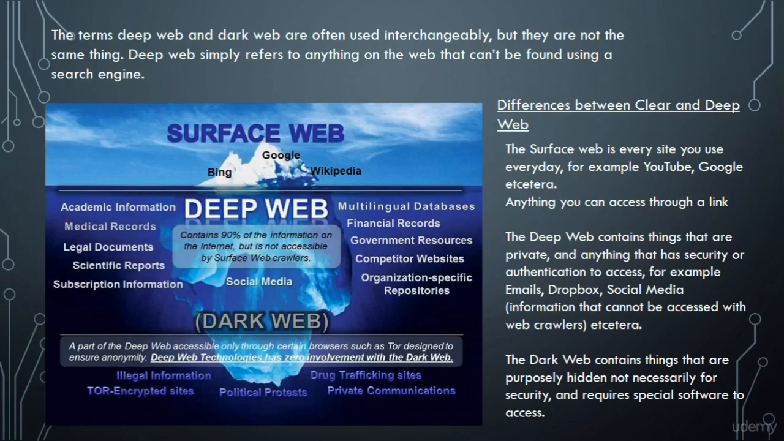Many people want to access the deep web, and they really don't understand that the deep web is also part of the clear web, but slightly different. Now, the dark web contains things that are purposely hidden, not necessarily for security reasons, and requires special software to access it, which we'll be discussing later in this course. An example of that is Tor. We need the Tor browser to access the darknet, because those are sites that are purposely hidden so that you can't index them with a search engine, unlike the deep web and the surface web.